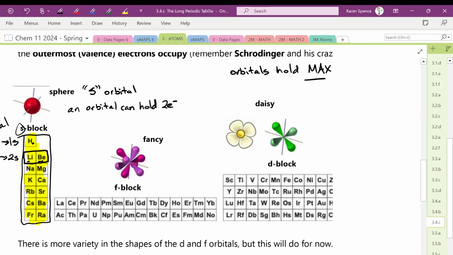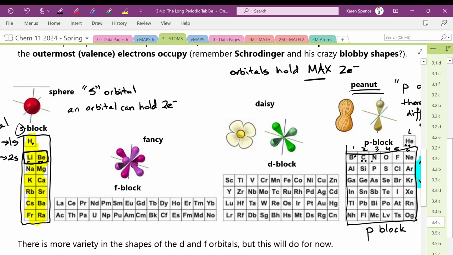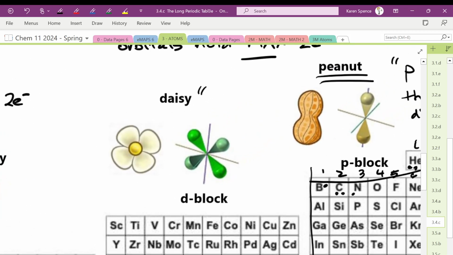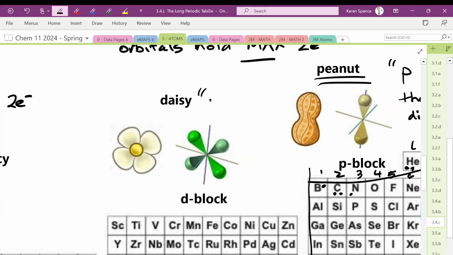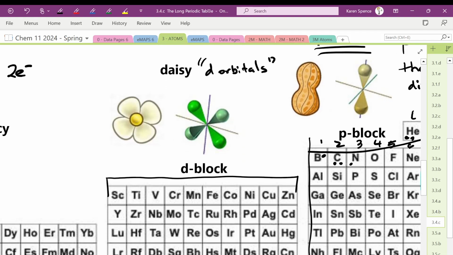Now, we're not going to spend any amount of time on this. There are 5. Can you guess what D stands for? Daisy stands for the d orbitals. That's not why they're called d orbitals, but that helps me remember. And this block here, the transition metals, are the d block. I'd like you to count those and figure out how many d orbitals there are. See if you can tell your partner.